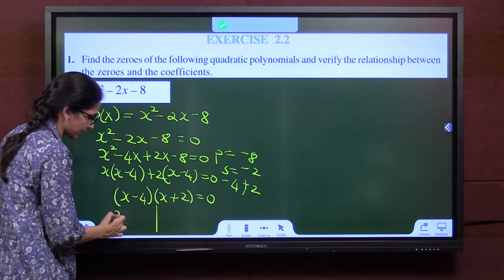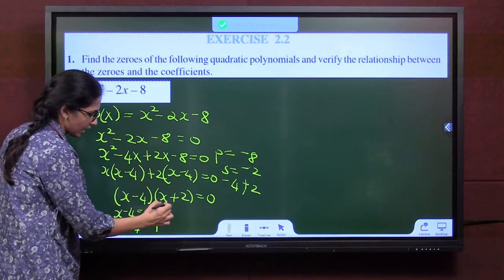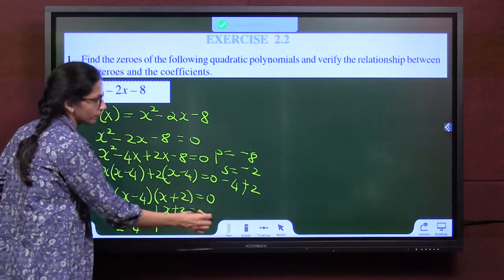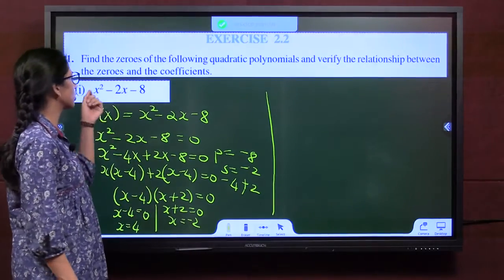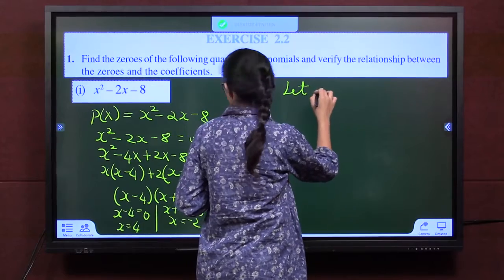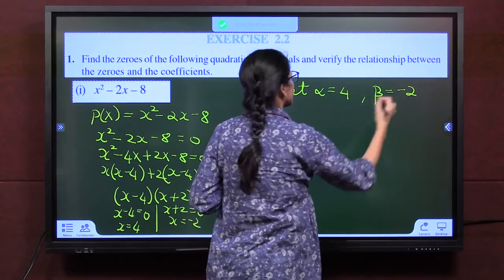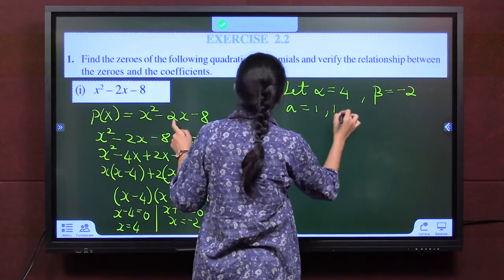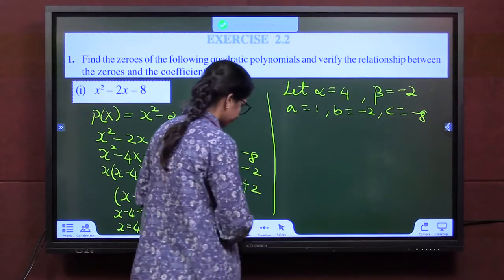So what are the two possible answers? x minus 4 is 0 or x equals 4, and x plus 2 equals 0 or x equals minus 2. Now we got the two zeros. We have to verify the relationship between the zeros and the coefficients. So let alpha be equal to 4, beta be equal to minus 2. What is the value of a, b and c? a is 1, b is minus 2, c is minus 8.